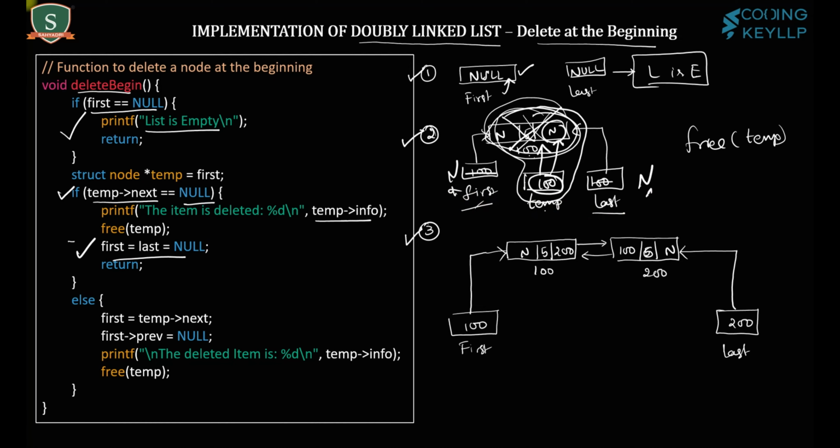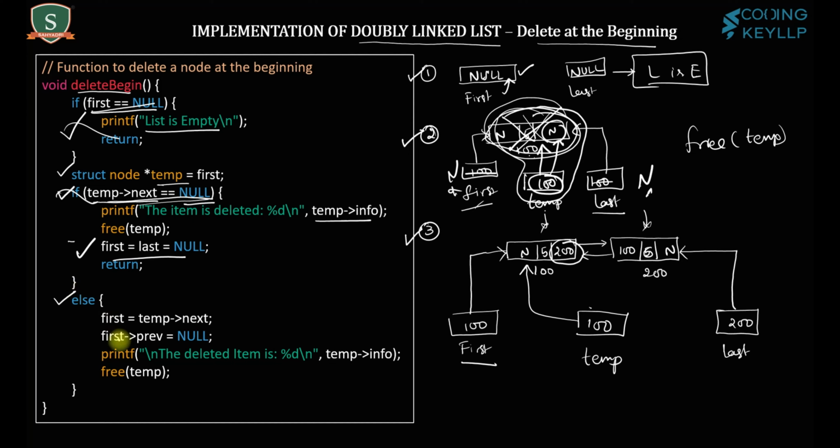Next comes the third condition, where you have more than one node. First, what happens? First is equal to null. Is the condition successful? No. Then we are using a temporary variable, temporary is equal to first, that means we are creating a connection here. Temporary of next is equal to null? 100 of next is equal to 200. But the condition required is that temporary of next must be null. So the condition failed. It comes to the else part.